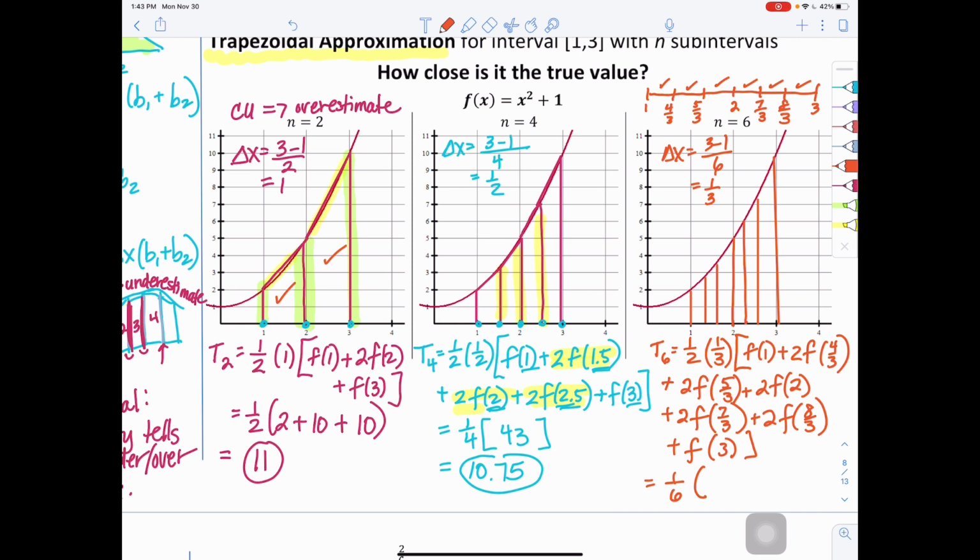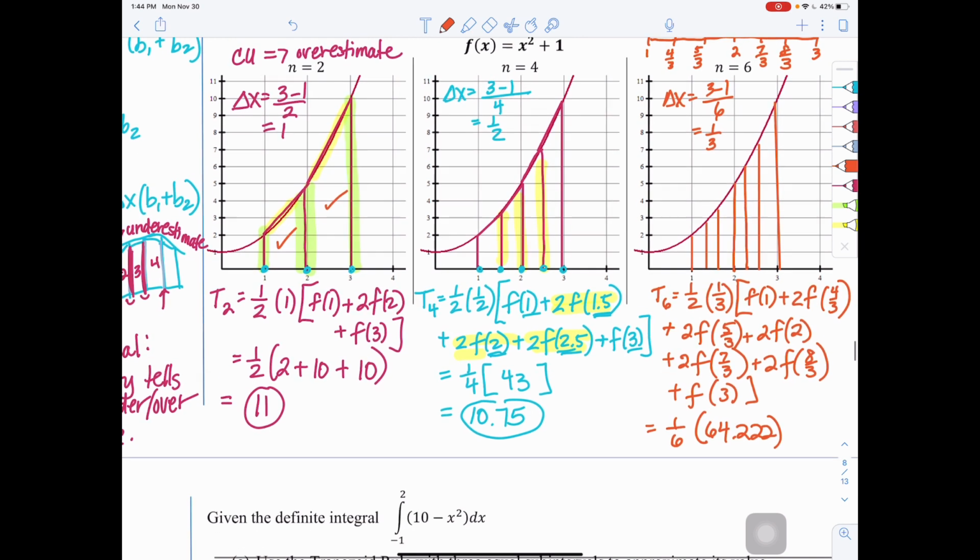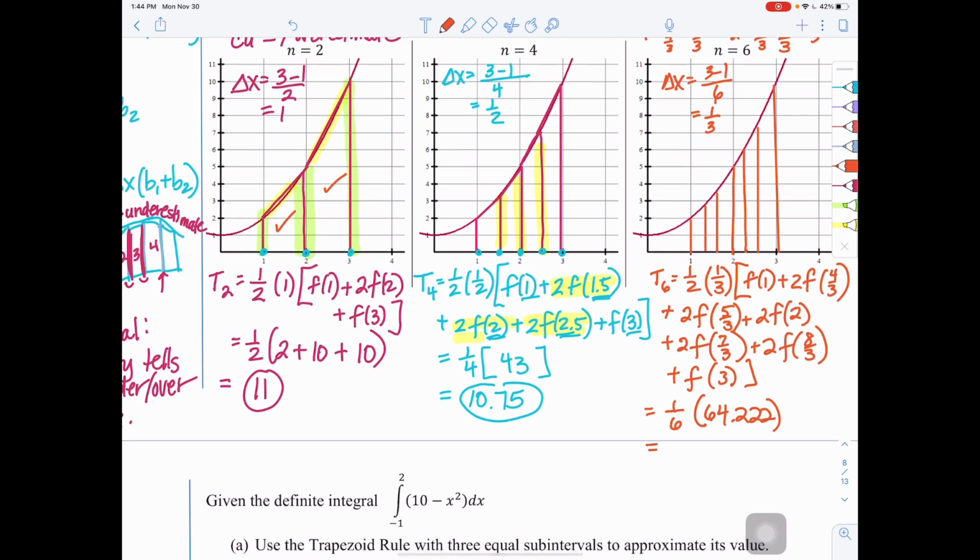And then you're going to find that sum of the L2 column. And I got 64.222, so let's write that down. And then don't forget, we have to divide by 6. And I got 10.704. Now, how close are we getting?